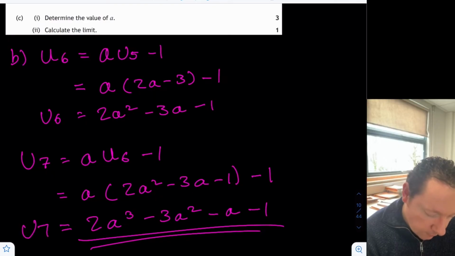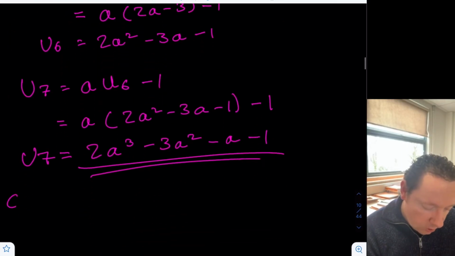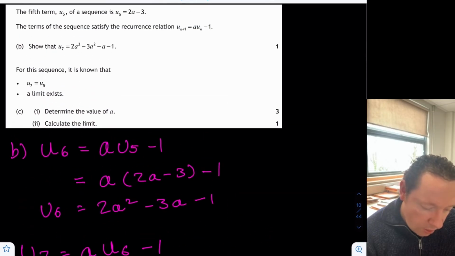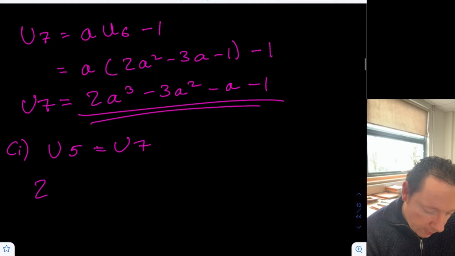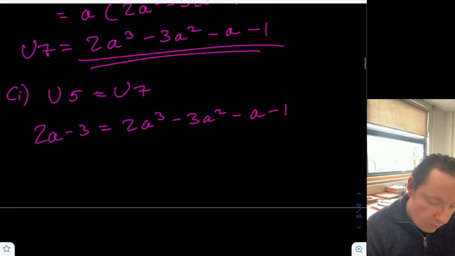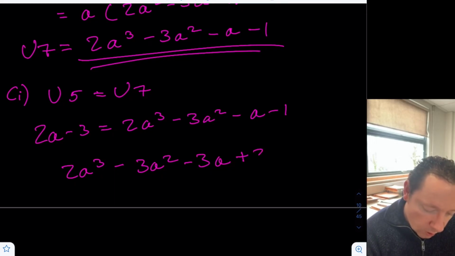And there's our u7. Okay, going on to part C of this question. For this sequence, it is known that u7 equals u5 and a limit exists. Determine the value of a. So let's do part 1 first. u5 equals u7. So I can just write u5 again, which was 2a minus 3. So we know that 2a minus 3 on the left equals 2a cubed minus 3a squared minus a minus 1. And we need to solve this equation. So moving everything to the right, we get 2a cubed minus 3a squared minus a minus 2a is minus 3a, minus 1 plus 3. 3 minus 1 is 2. So plus 2 equals 0.